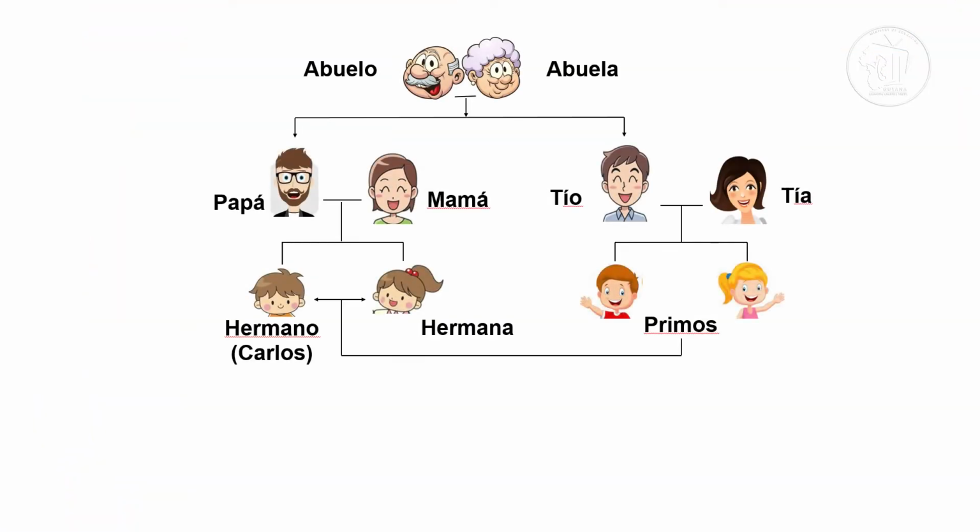This is Carlos' family tree. As you can see, it is made up of his grandparents, his parents, his little sister, his aunt and uncle, and his cousins. Let's look at these individually and their relationship to each other. We'll start with his grandparents.